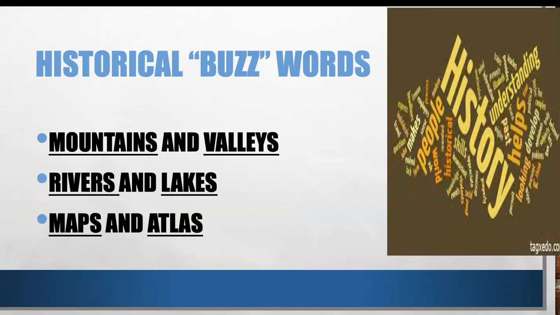So, some geographical buzzwords, right? Some of the big ones we're going to talk about are landforms: mountains, valleys, rivers, lakes, things like that. Big ones for us this year are going to be the Mississippi River, the Great Lakes, the Appalachian Mountains, the Pacific Ocean, the Atlantic Ocean. Those are all going to be geographical terms that we're going to discuss during this year. Obviously, geographers are going to look at a lot of maps, a lot of atlases to figure that stuff out as well.